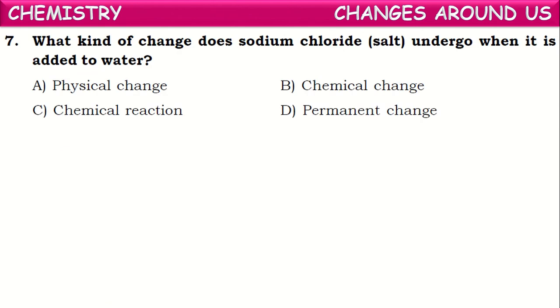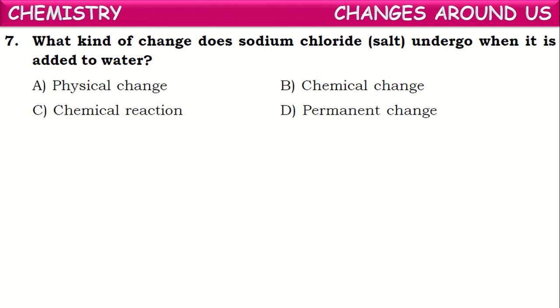Next, what kind of change does sodium chloride undergo when it is added to water? Sodium chloride means common salt. When it is added to water, it dissolves into water, but still it remains with its properties. It won't lose its properties. And that salt can be separated back from the water by using certain physical methods.